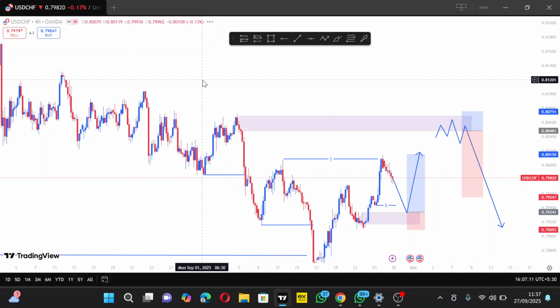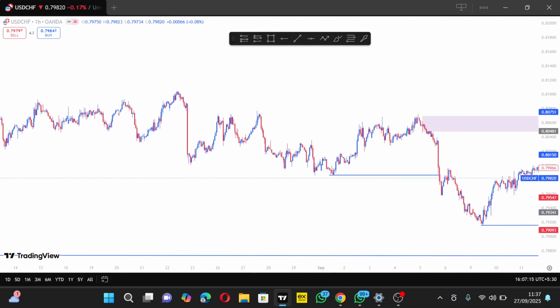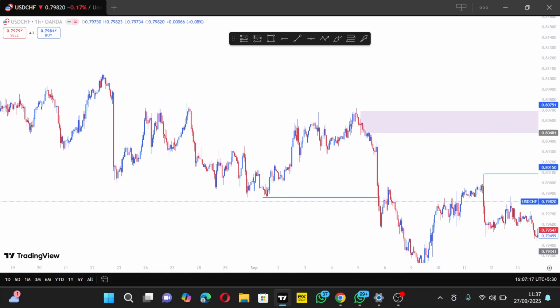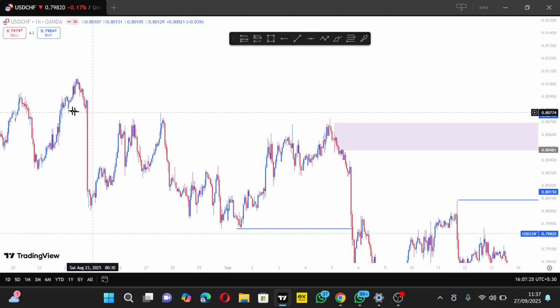The only way I will validate your zone is when I see a fair value gap there. If there's no fair value gap there, your zone is invalid. There's no fair value gap, so your zone is invalid. The fair value gap here has already been filled. So this zone is invalid.